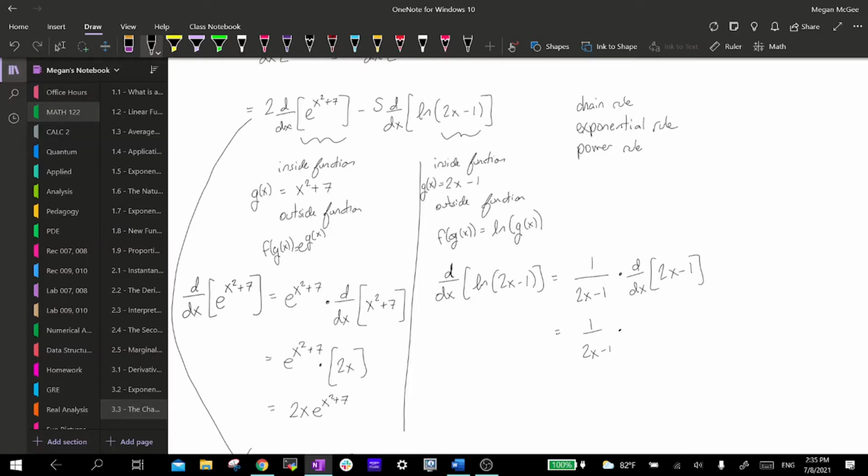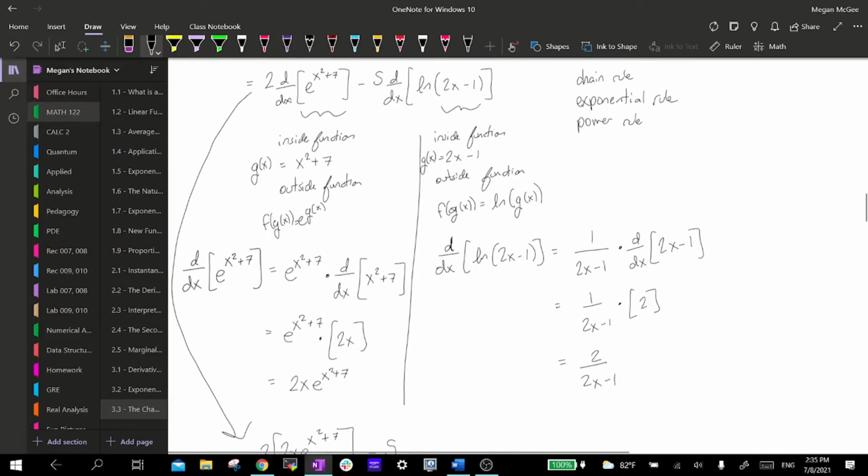The derivative of 1 is 0. The derivative of 2x is just 2. All right, so we end up with 2 over 2x minus 1. And that is our second piece of the derivative that we've now calculated.